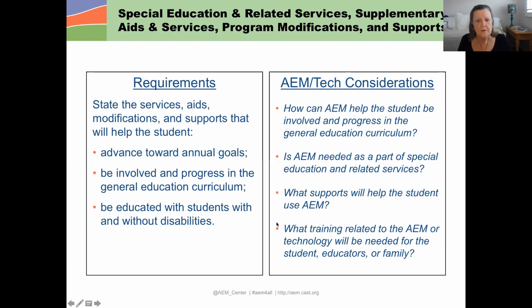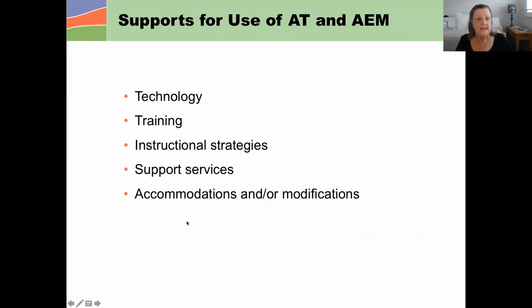And then, of course, we want to think about what training related to AIM or technology will be needed for the student, the educators, and the family. And some of those things that we think about supports for use of AIM and AT include technology and training, instructional strategies, support services, and other accommodations and modifications that may be important.